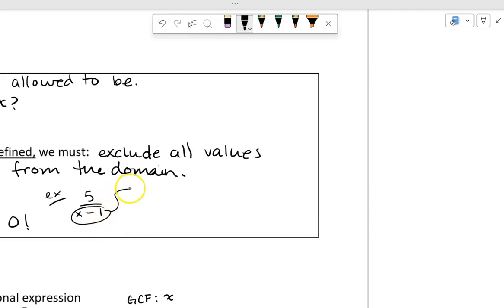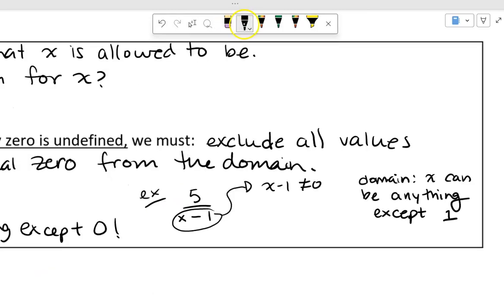So basically, we do not want x minus 1 to equal 0. So when we add 1 to both sides, we find that x cannot equal positive 1. And that is what we're going to exclude from the domain. So the domain is that x can be anything except for 1.